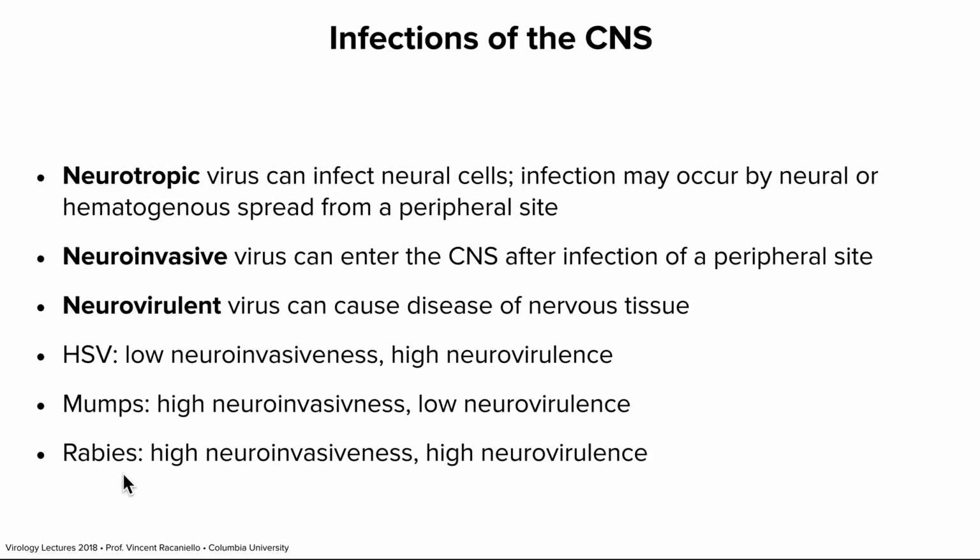And finally, we have rabies virus, which is highly neuroinvasive and highly neurovirulent. So this is the worst combination. You get bitten by a rabid dog, it's highly likely that the virus will go into your brain and spinal cord. And once it's there, it's likely to kill you. In fact, rabies is nearly 100% fatal if you're not immunized. It does take a while for the virus to get from a peripheral site into the CNS, especially if you're bitten on the hand. You have time to immunize. And so that's why we immunize people against rabies after the actual bite.